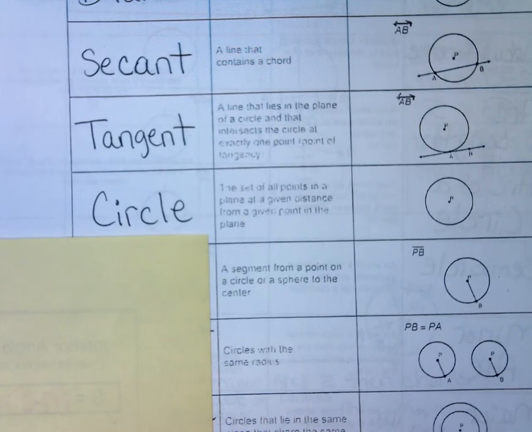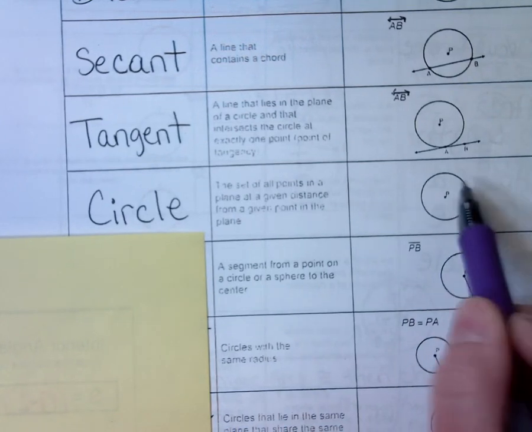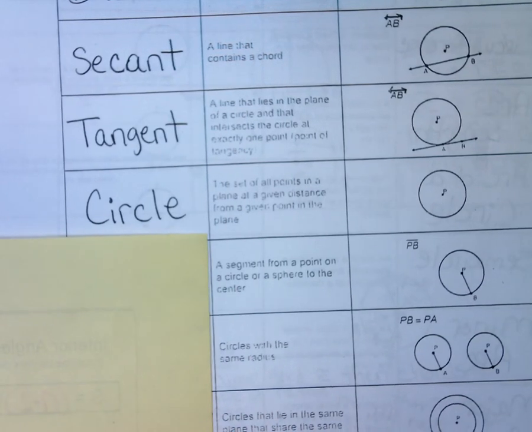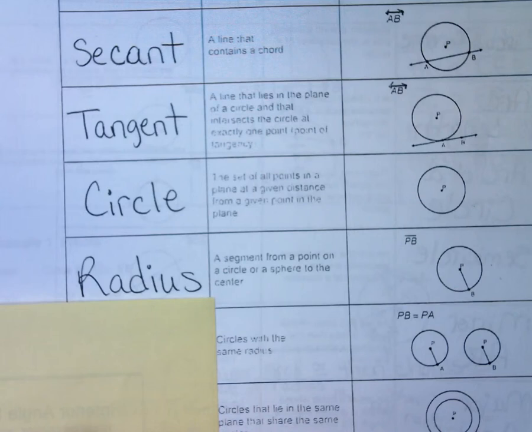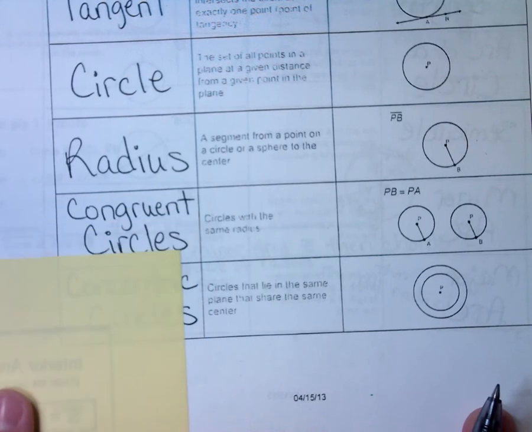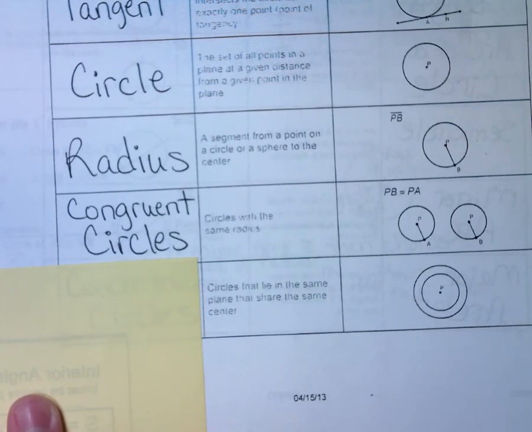Circle. A circle is a set of all points equidistant from some other point. Okay, how about the next one? Radius. Good. So from the middle of the circle out to the edge of the circle is a radius. How about the next one? Congruent circles. As long as they have the same radius, then the circles will be the same size, so they're congruent.